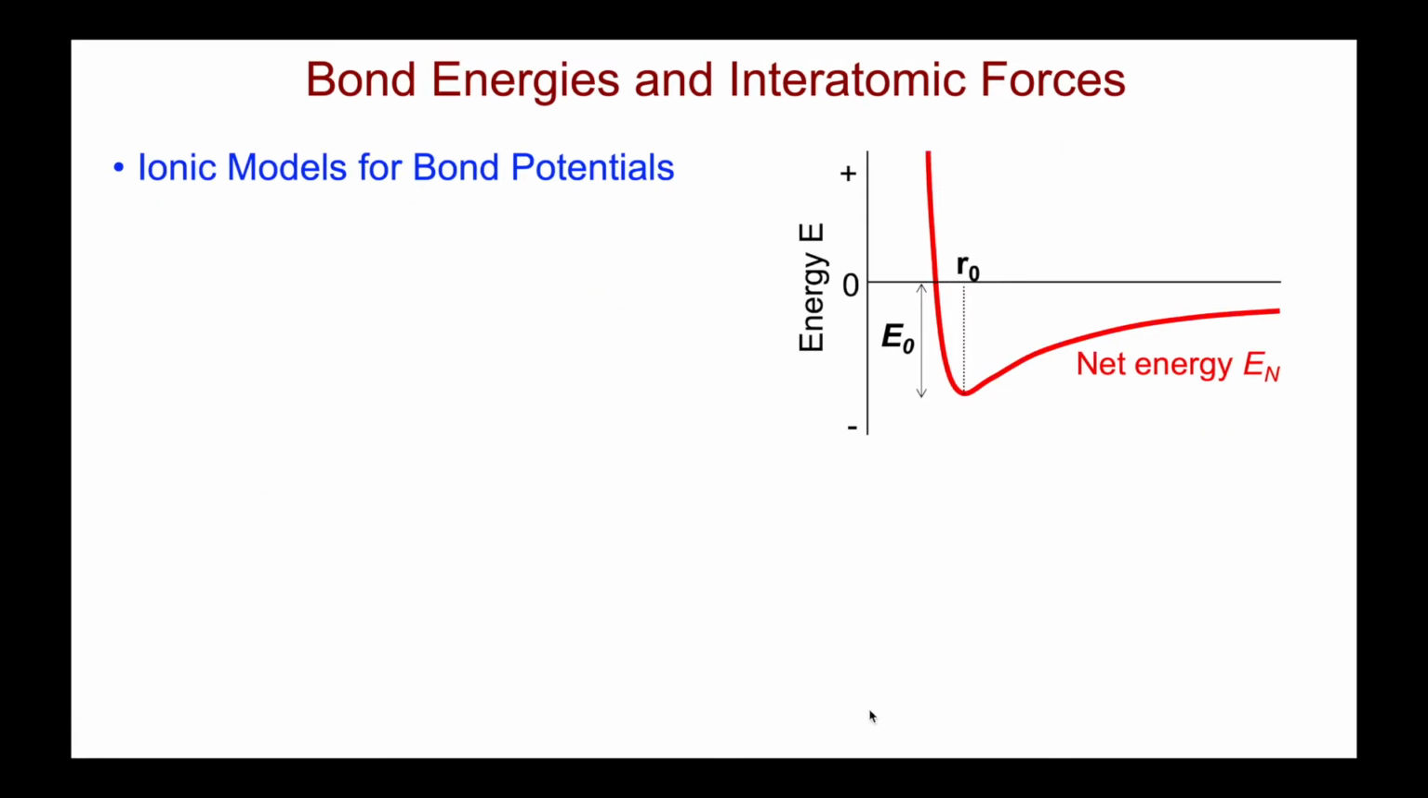Turning now to ionic systems, let us take a look at simple models for the bond potential of an ionic bond. So here's our picture of an isolated ion pair. Our equilibrium bond distance is r0, and that is actually the sum of the radius of the cation and the anion, which touch at that equilibrium distance.